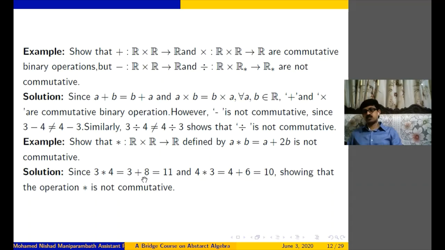What about 4 star 3? Instead of b, now we have 3 here. 2 into 3 is 6, and 4 is here, so 4 plus 6 is equal to 10. So 3 star 4 is equal to 11 and 4 star 3 is equal to 10. They are not equal, showing that this is not commutative.